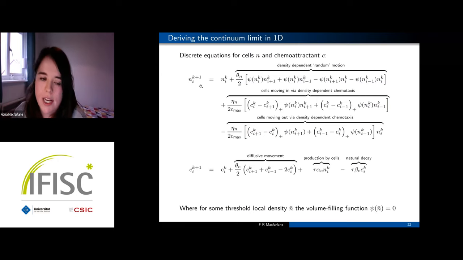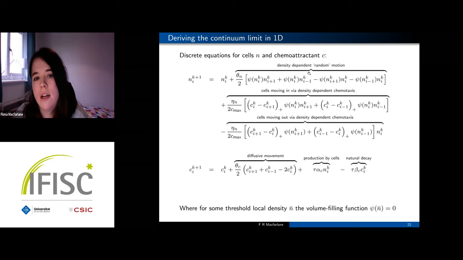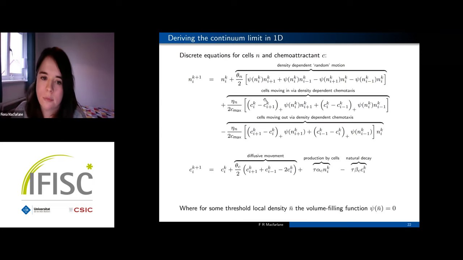Don't worry too much about the technical detail for this, but these are all terms that we've seen before. So for our cell population at the time step k plus one, the change in that population is going to depend on what the population was before, the cells moving in and out from random motion, where this is based on these probabilities that we saw before, and the cells moving in and out from chemotaxis, where again, these terms are all based on the probabilities from the previous slides.